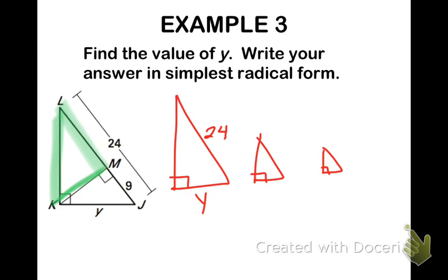Do I know the hypotenuse? No. Do I know the short leg? No. Do I know the long leg? Yes. I could by doing what? 24 minus 9, which is 15.